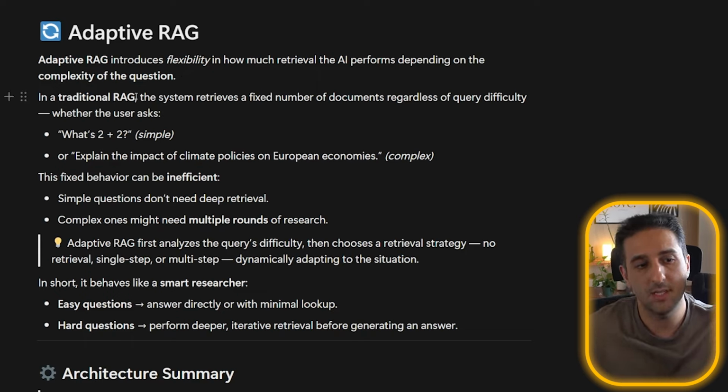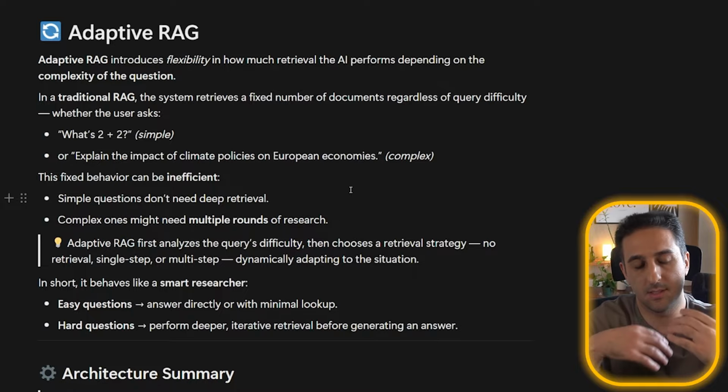In a traditional RAG or naive RAG, the system retrieves a fixed number of documents regardless of query difficulty. So whether we ask, what is 2 + 2, or explain the impact of climate policies on European economies, the system goes through the same process. This fixed behavior can be inefficient. Simple questions don't need deep retrieval, and complex ones might need multiple rounds of research.